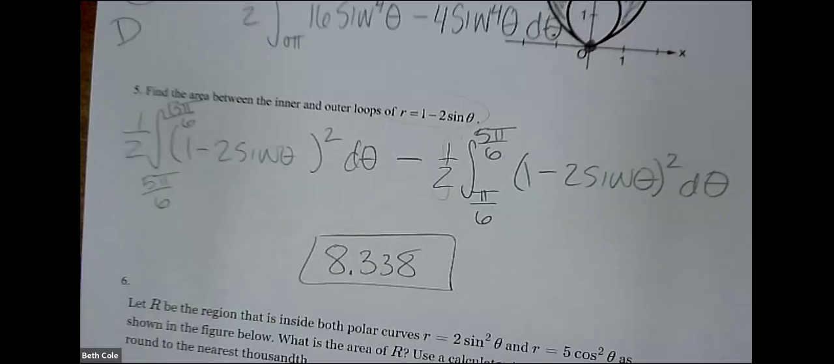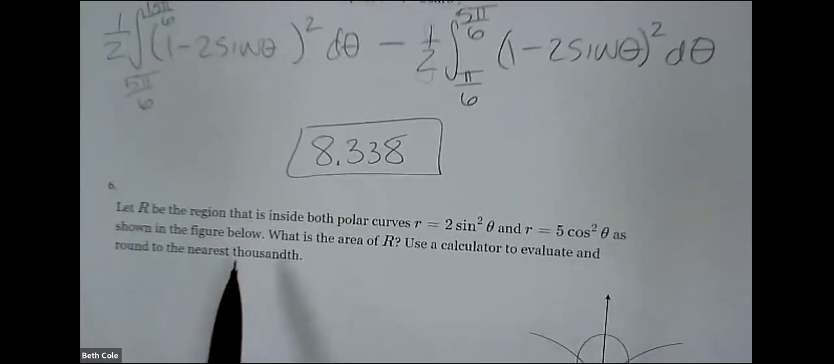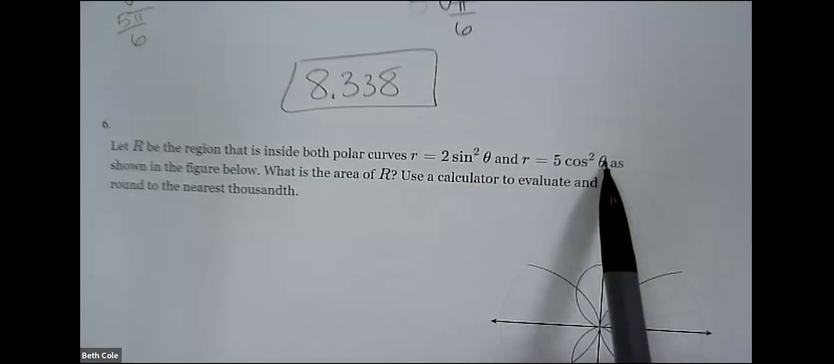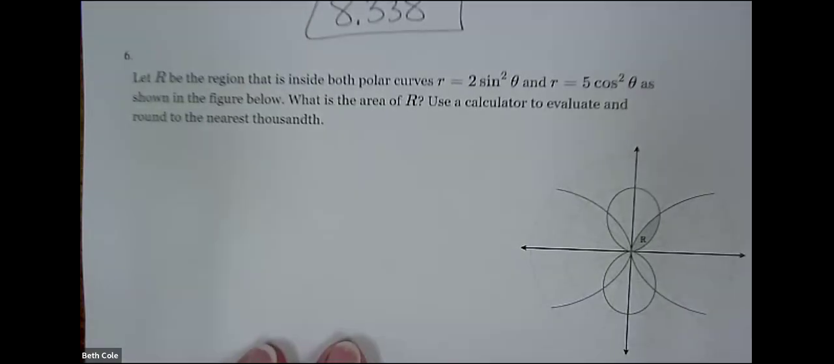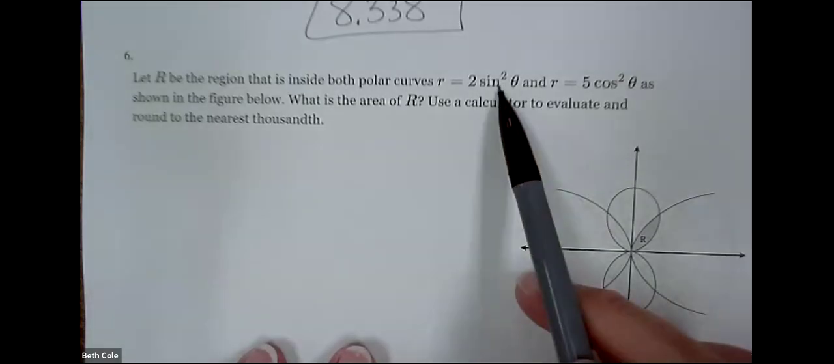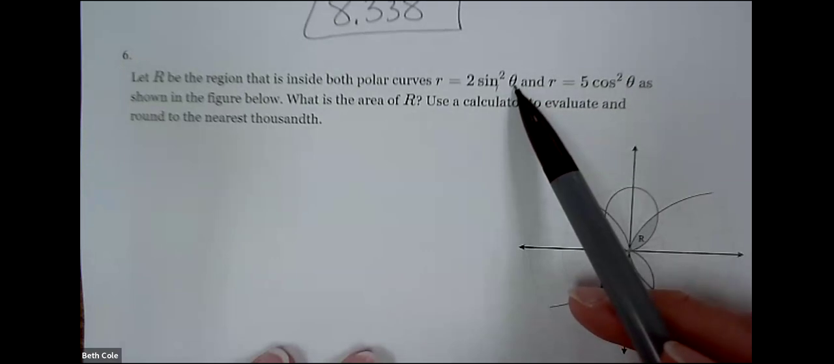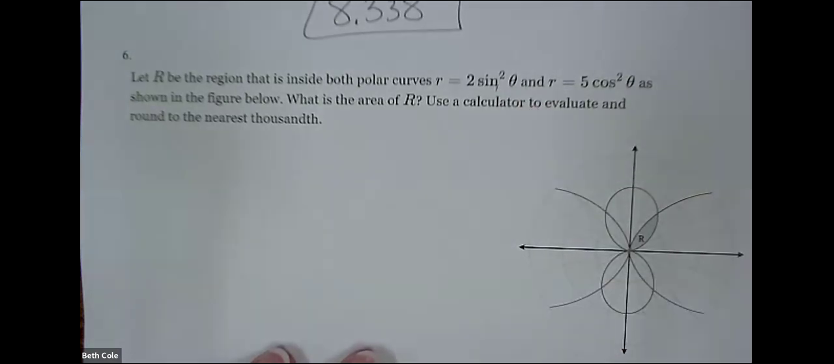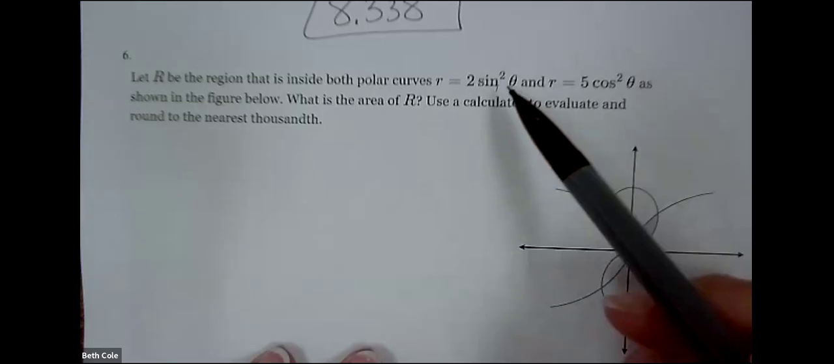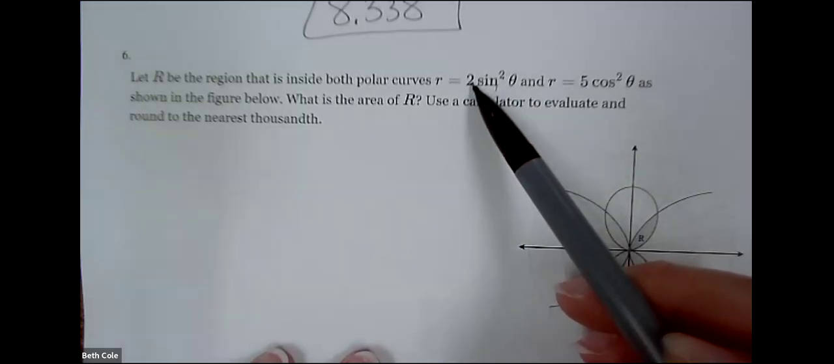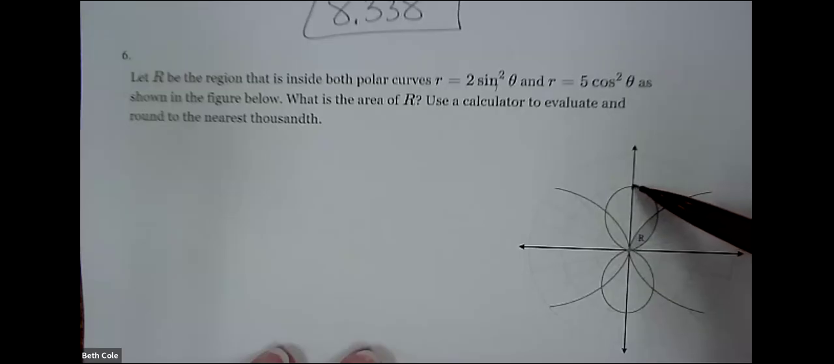I actually copied this one from Delta Math, so I could do one exactly like what it's going to look like for you. I tried to make the other ones sort of mimic them too. All right, so let R be the region inside both of these curves. We have 2 sine squared and 5 cosine squared. First, let's figure out which one is which, okay? Sine of 0 is 0. That's going to start at the pole. Let's do pi over 2. What is sine of pi over 2 up at the top there? 1 squared is 1 times 2 is 2. That's going to be right here.